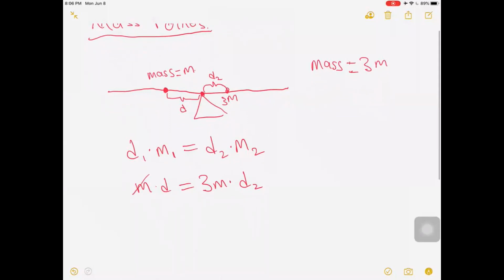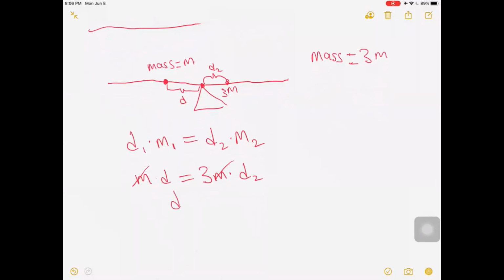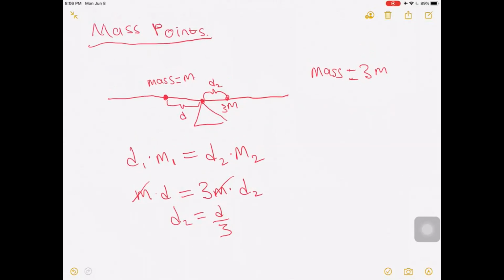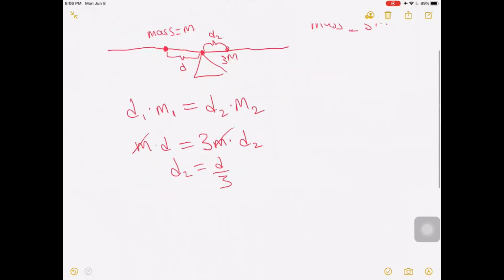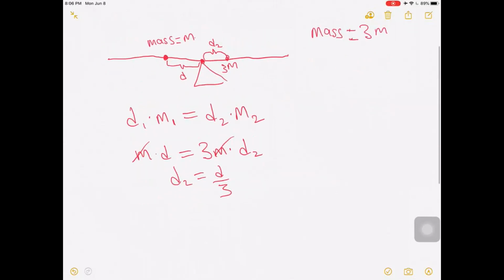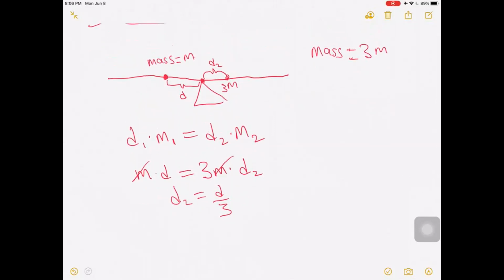So if we just divide both sides by m, we'll find that d2 is equal to d over 3. So basically, our second mass has to be 1/3 the distance of the first mass in order to balance out our balance beam here. You can also just notice that it's inversely proportional. So if a mass is 3 times as heavy, its distance is 3 times as small from the center.